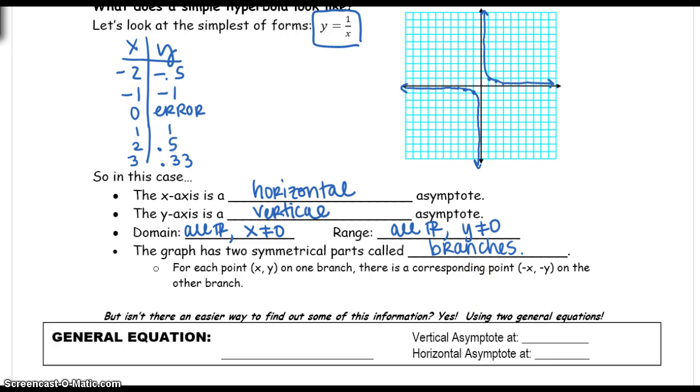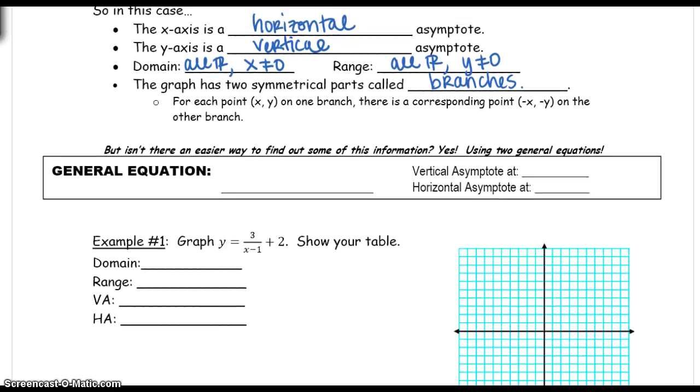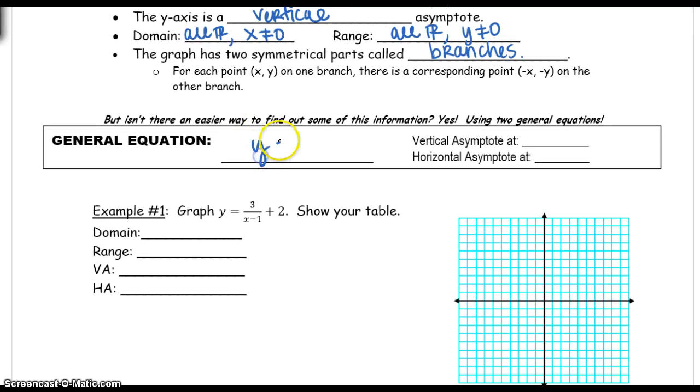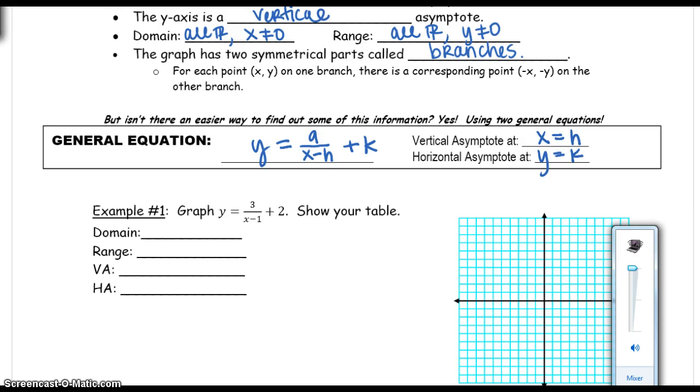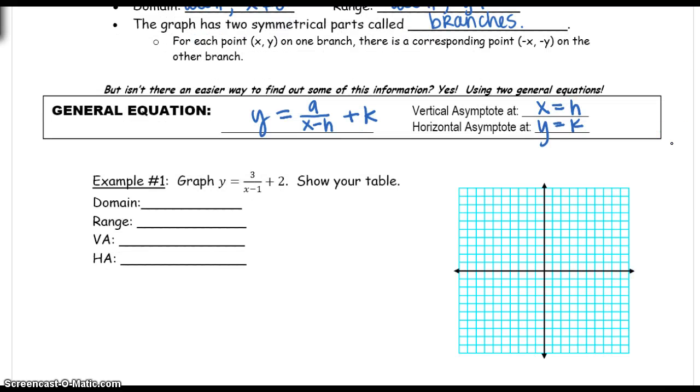So there are two general equations we're going to talk about. The first one is y equals a over x minus h plus k. This helps you find your vertical and your horizontal asymptote. x equals h is going to be your vertical asymptote, and y equals k is going to be your horizontal asymptote. All right, so let's apply that to example number 1 right here.